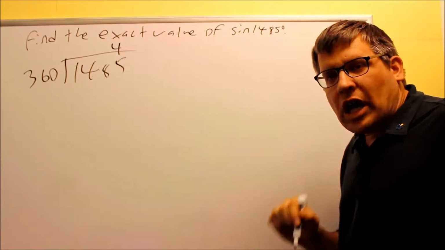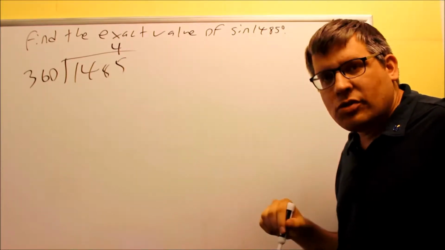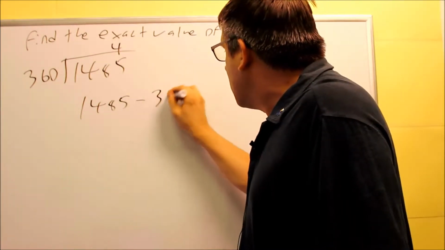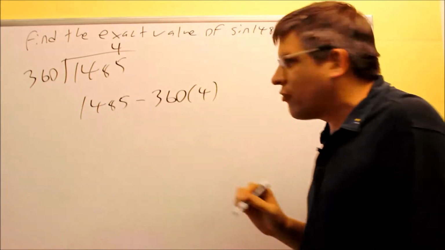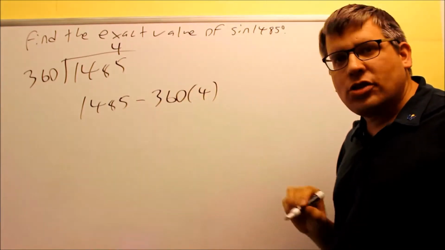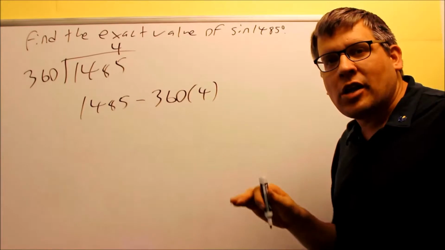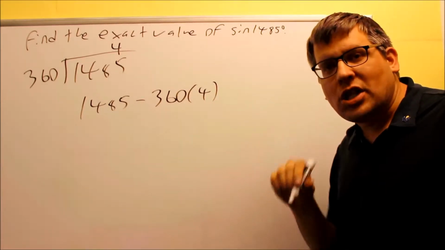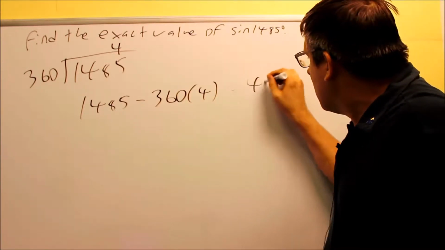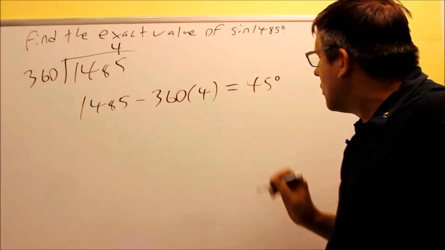Well, I want to find out how much is left over once I do that. So I'm going to take 1485 and subtract 360 times 4. I'm subtracting 4 revolutions from 1485 to find out what the starting angle originally was. That's my original t value. That's what I'm trying to find. If I subtract all this, then we get 45 degrees.